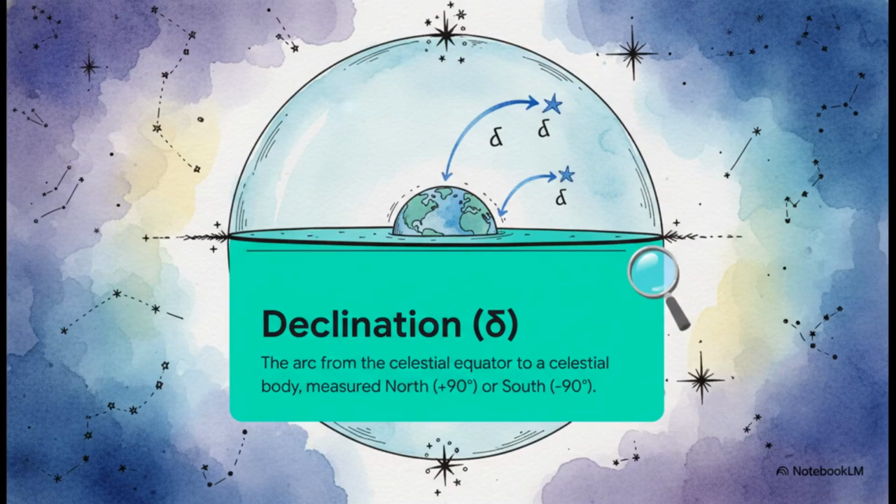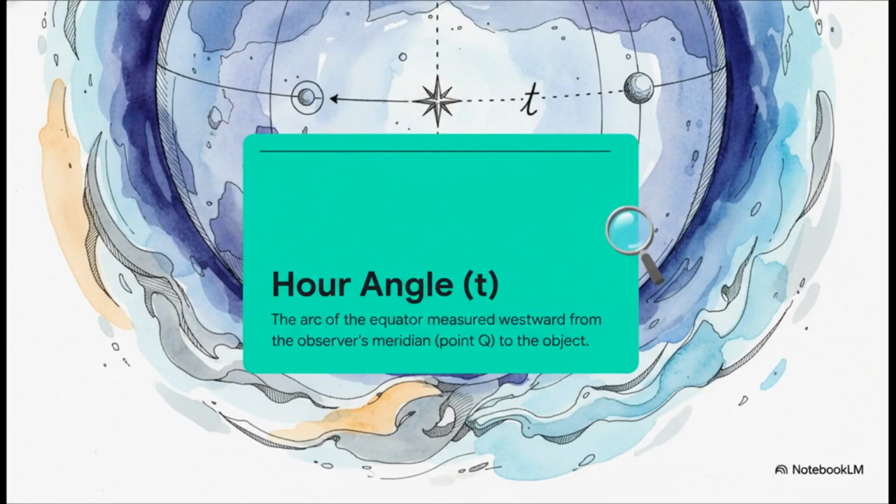This is basically the celestial equivalent of latitude here on Earth. It's just the angle of an object measured north or south from the celestial equator, from plus 90 degrees at the north celestial pole down to minus 90 degrees at the south celestial pole. This coordinate is universal for all observers. The horizontal coordinate, though, is the hour angle, t.